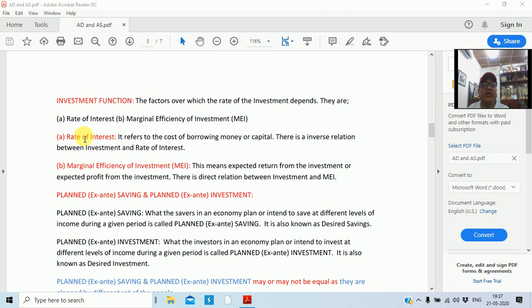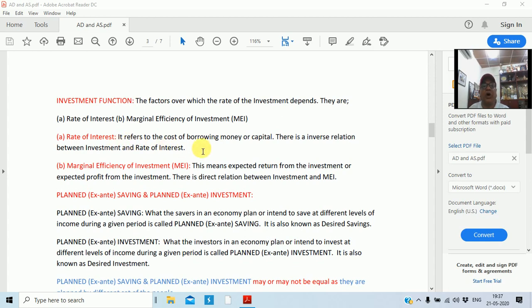And if the rate of interest is high, credit is expensive. So what will happen to investment? There will be less. So what is the relation between rate of interest and investment? Inverse. The higher the rate of interest, the lower the investment. The lower the rate of interest, the higher the investment.